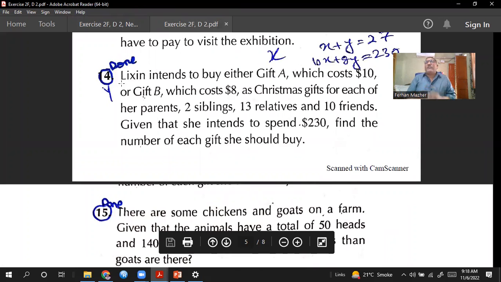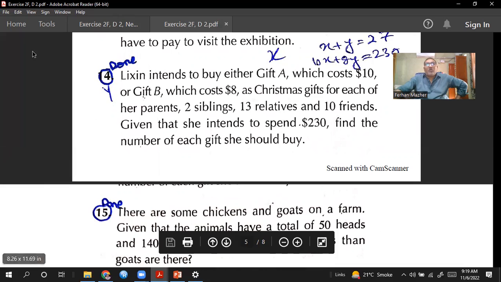Question number 14 from exercise 2F from the book D2 New Syllabus Mathematics 7th edition. Lixon intends to buy either a gift A, which costs $10, or gift B, which costs $8, as Christmas gifts for each of her 2 parents, 2 siblings, 13 relatives, and 10 friends. Given that she intends to spend $230, find the number of each gift she should buy.